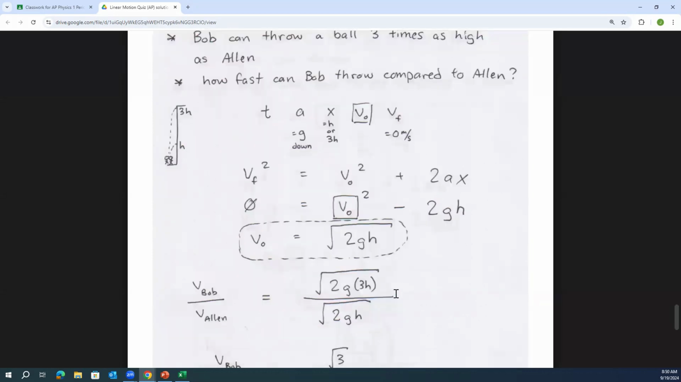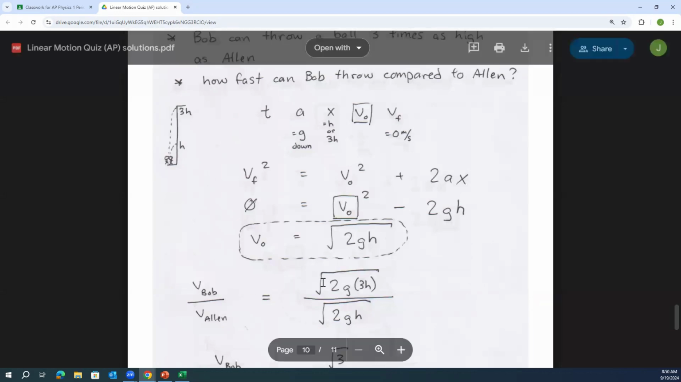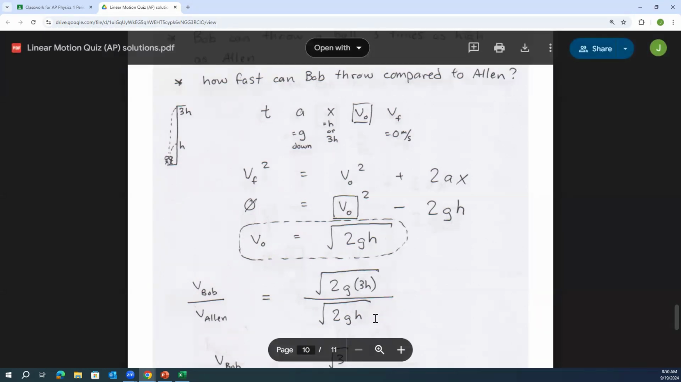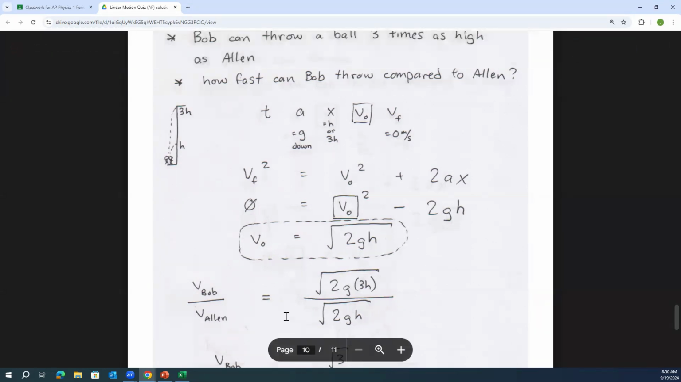Okay. Guys, here's the full version written up. Here's the speed Bob can throw, square root of 2g(3h). Here's the speed Alan can throw, square root of 2gh. Right, see, it's all in terms of variables. Now I'm taking a ratio.